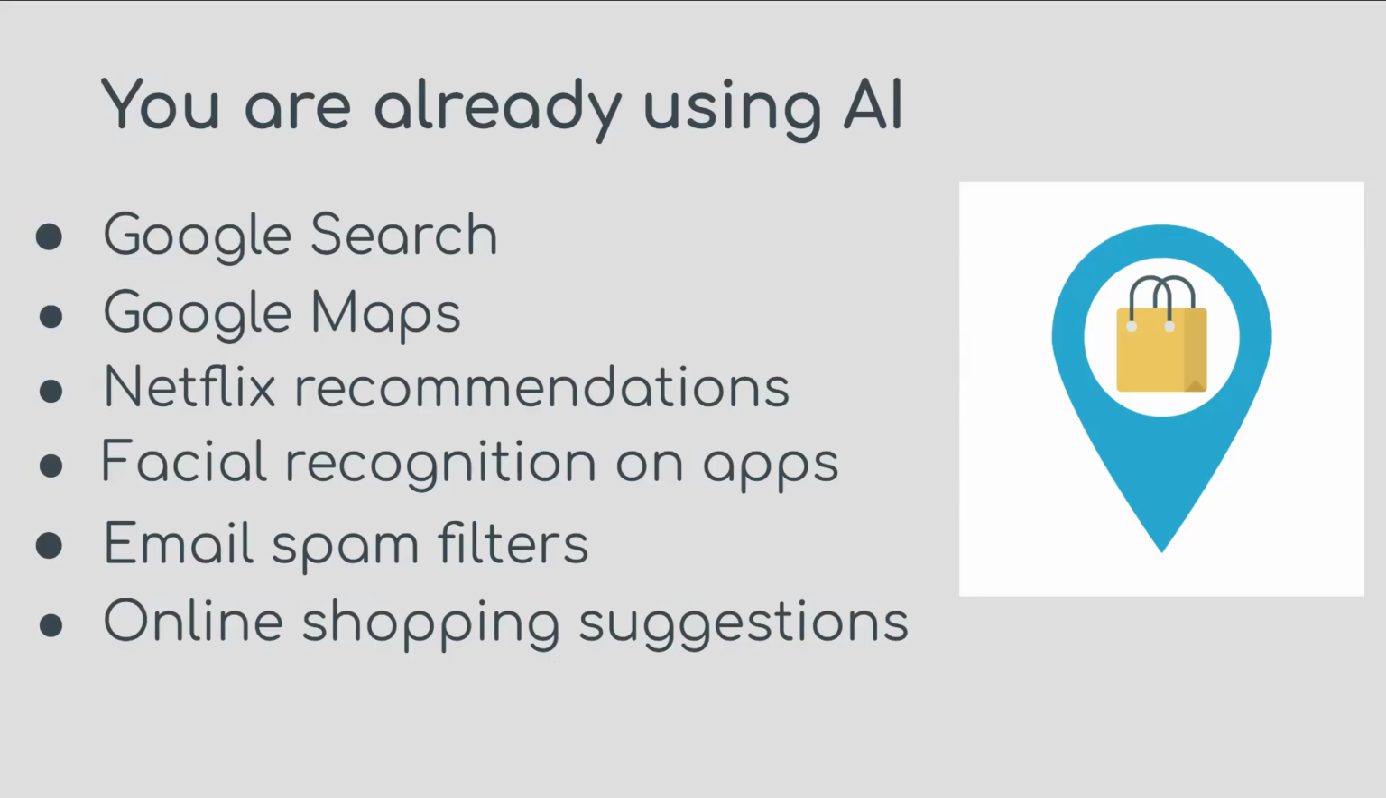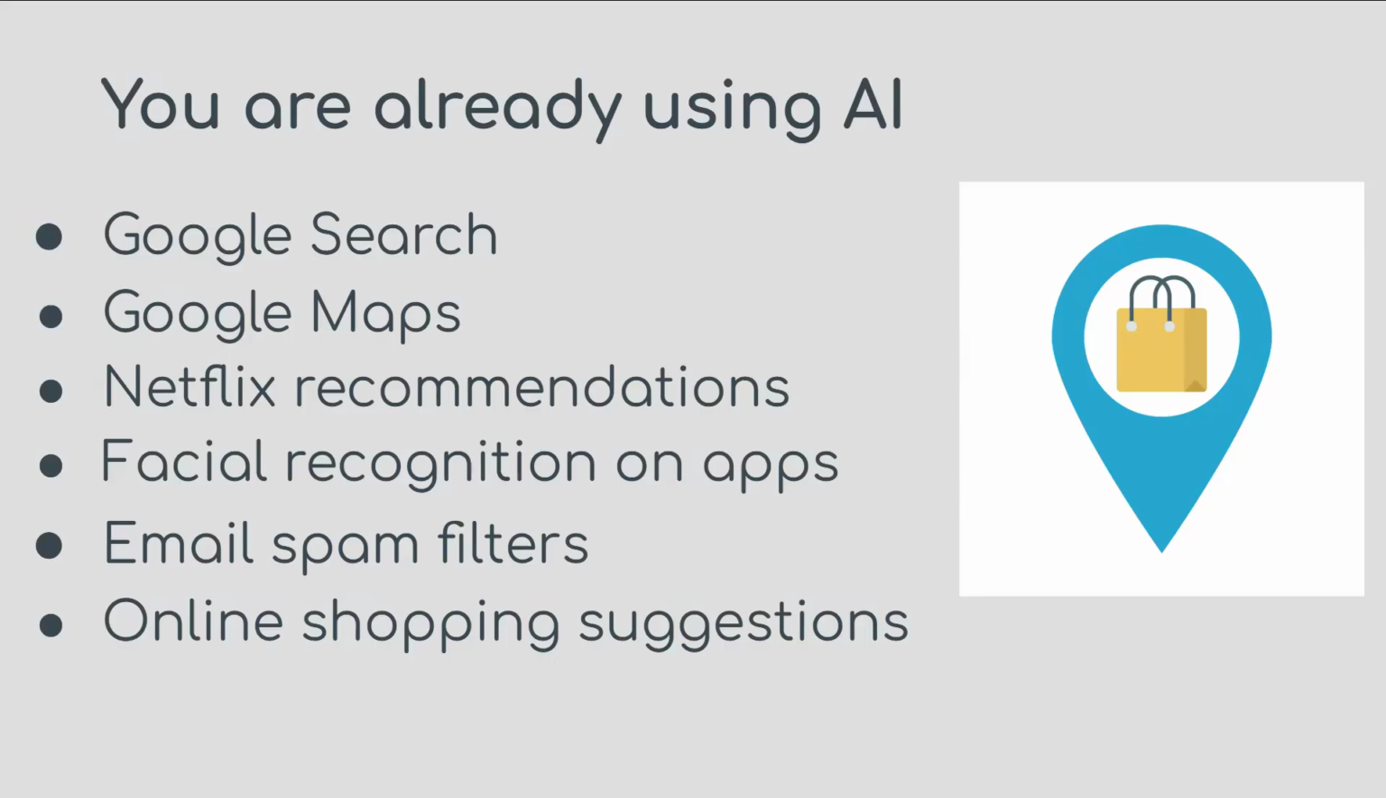If you've used facial recognition to open apps on your phone, that's a form of AI. If you have used email spam filters, if you're using Gmail, AI can help identify if an email may be a spam or a phishing attempt. So that is an example of how you're using AI in your daily life especially if you're using Gmail. Also, online shopping suggestions, and this is based on what you might have shopped for or searched for previously.